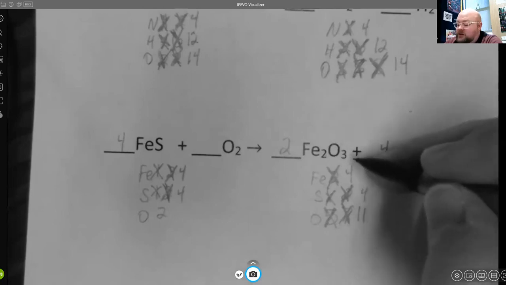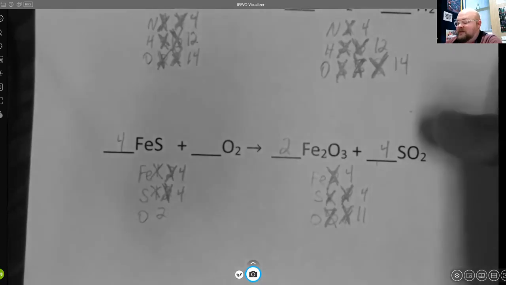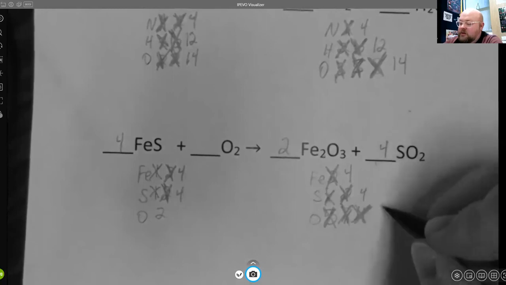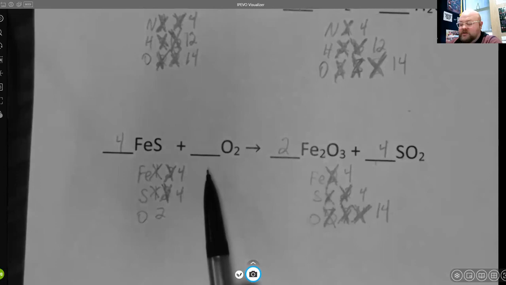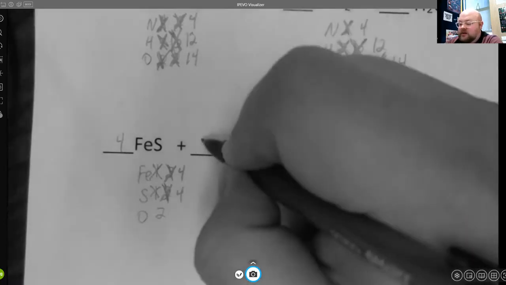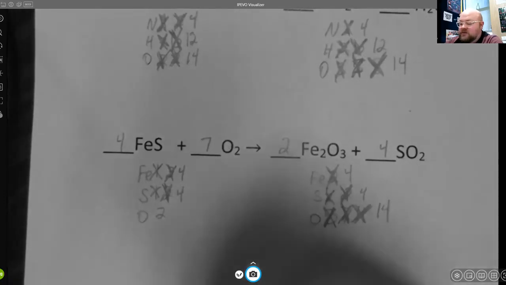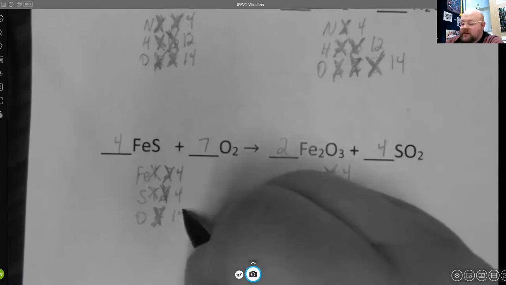And it changes my oxygens. 2 times 3 is 6. And 4 times 2 is 8. So 6 plus 8 is 14. So now I have 14 oxygens. I also need 14 oxygens over here. 2 times what is going to give me 14? It's going to be 7. So when I mark this off, 2 times 7 is 14.